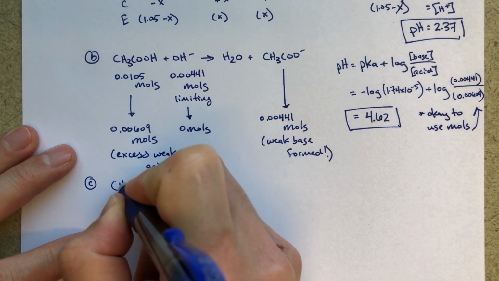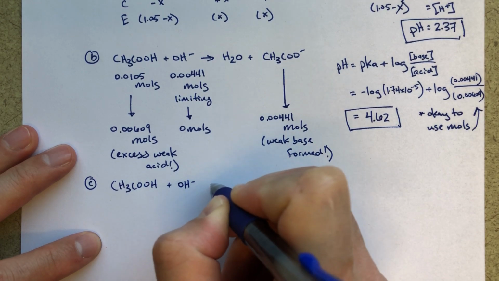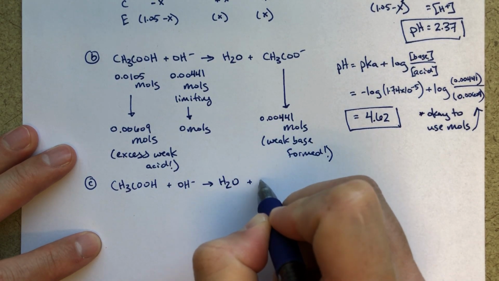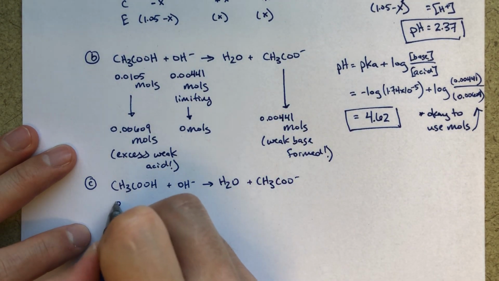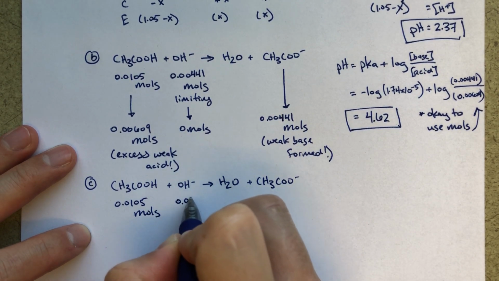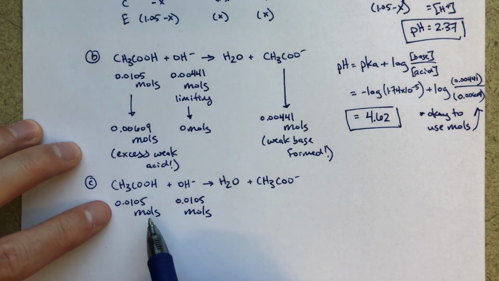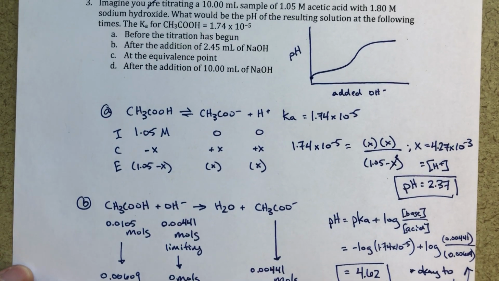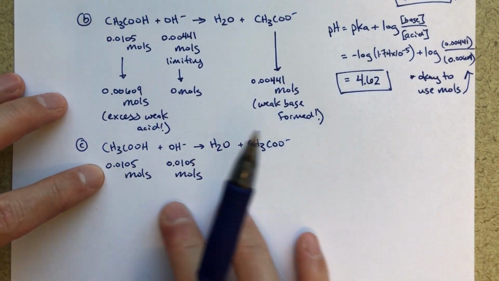So for C, first things first, we need to consider, again, this reaction. We're going to be adding in sodium hydroxide to get to that equivalence point, plus CH3COO minus. 0.0105 moles. So this is going to be my starting point. I know that I'm starting with this number of moles of weak acid because that's our 10 milliliters of this 1.05 molar. So we know that that's our starting point.